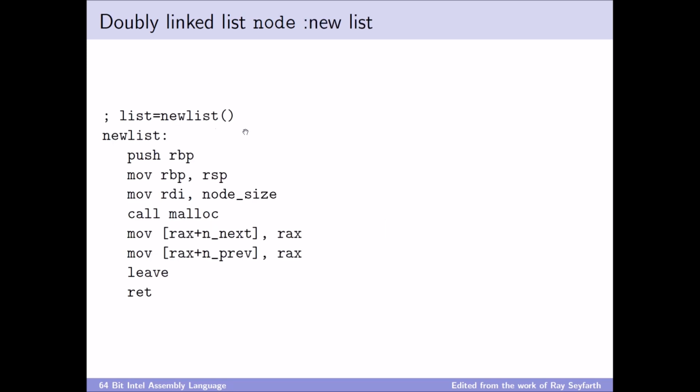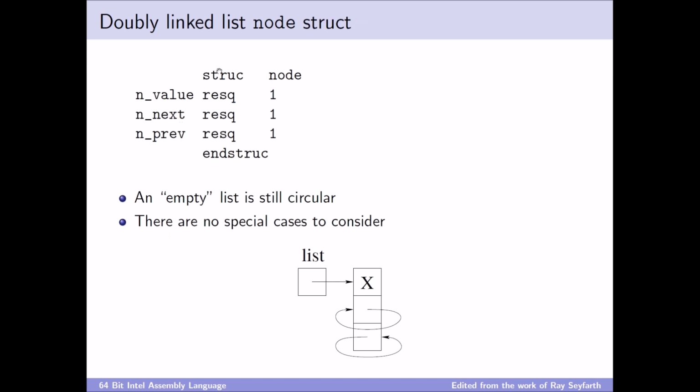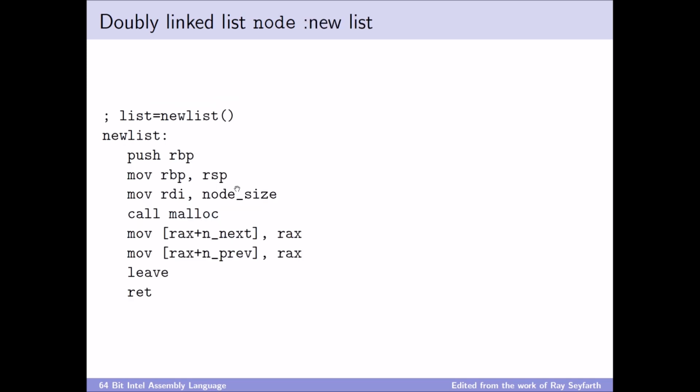Now, to implement our new list function, it's relatively straightforward. First, we need to set up and destroy our stack frame, and that's because we plan on calling a function, specifically malloc. I want to allocate a chunk of memory that is of size node_size, again relying on the pseudo op. In this case, node_size is going to have the value of 24, so we're going to allocate 24 bytes for our node. So we're going to load 24 into RDI, and then we're going to call malloc.